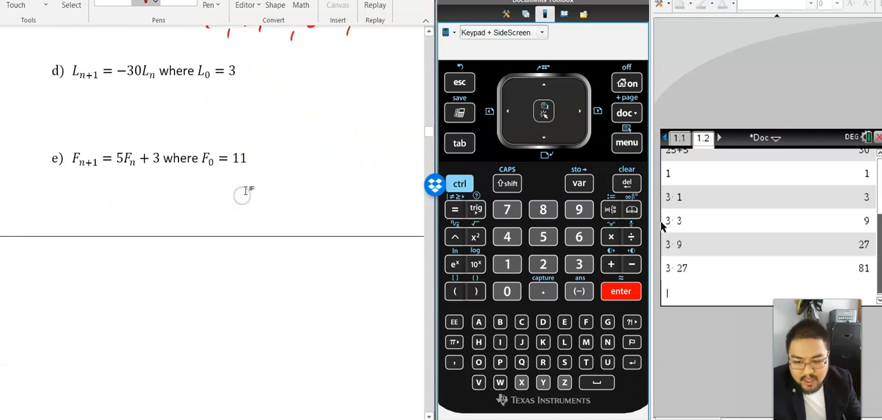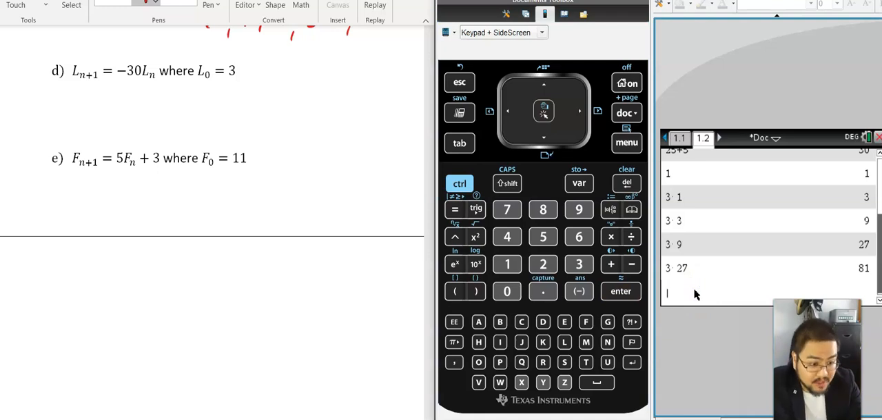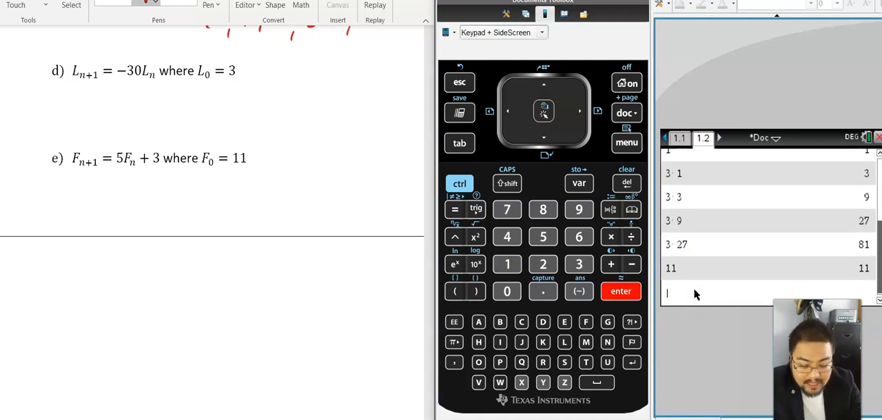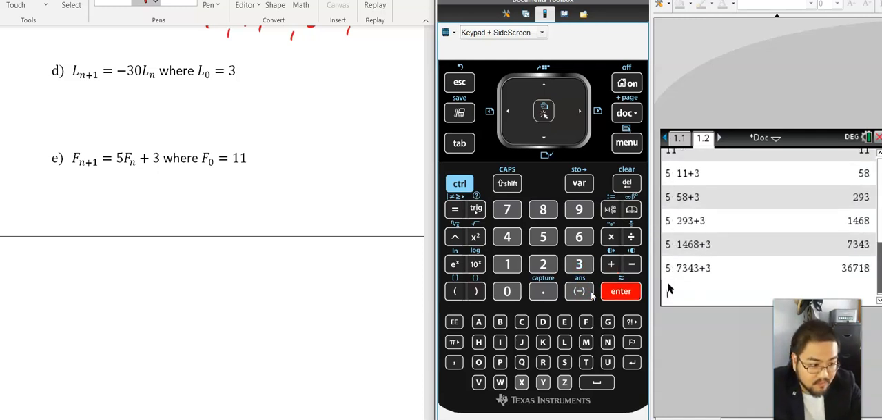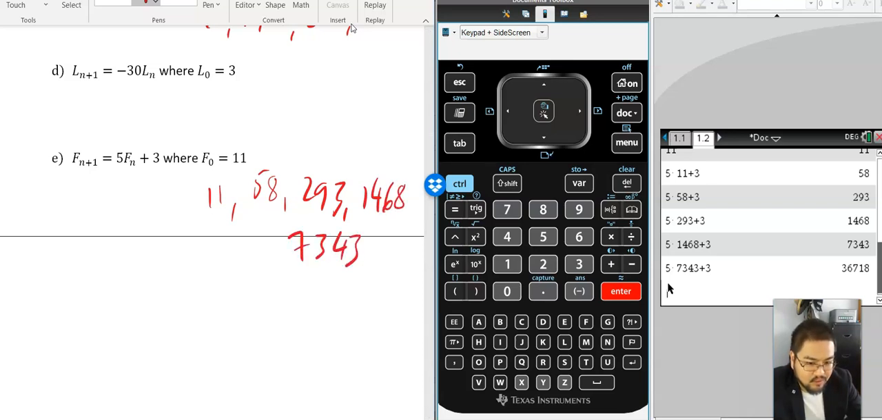Okay, I'm going to do this last one here, E. Once again, just follow that idea. Type in your starting value, 11, and then you're going to go 5 times your answer plus 3. And then enter 5 times 1, 2, 3, 4, 5. And so you get your sequence, which is 11, 58, 293, 1468, and 7343.